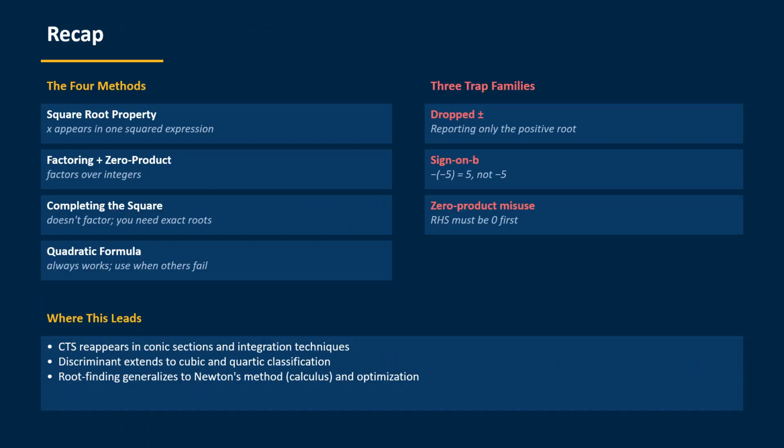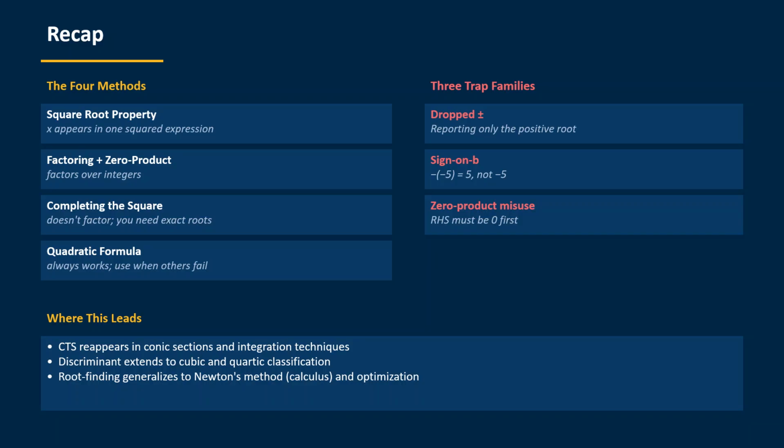Let us recap everything we covered today. 4 methods for solving quadratic equations. The square root property for equations already in x squared equals k form. Factoring with the zero product property for equations that factor neatly. Completing the square, which is the foundation for the quadratic formula, and the quadratic formula itself, which works universally. We also covered 3 key traps to watch for: the dropped plus or minus error, sign flip mistakes when factoring, and confusing b squared with 2b in the formula.